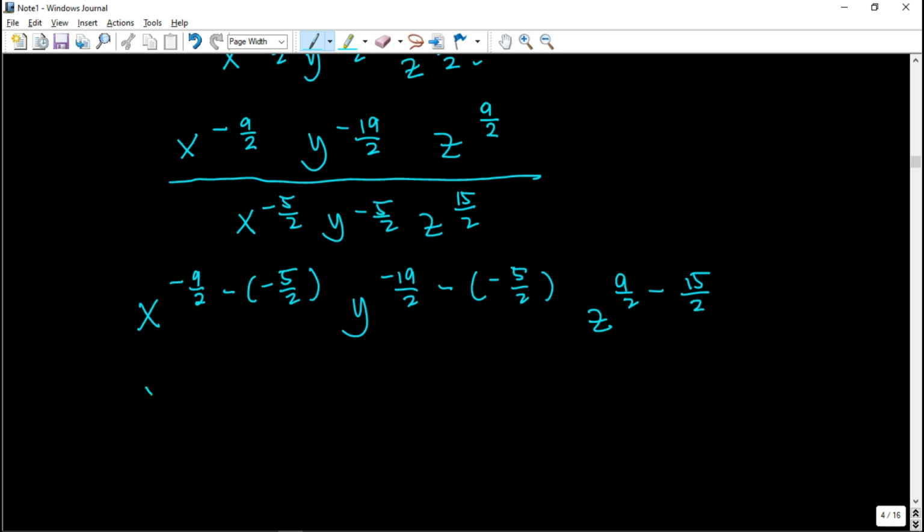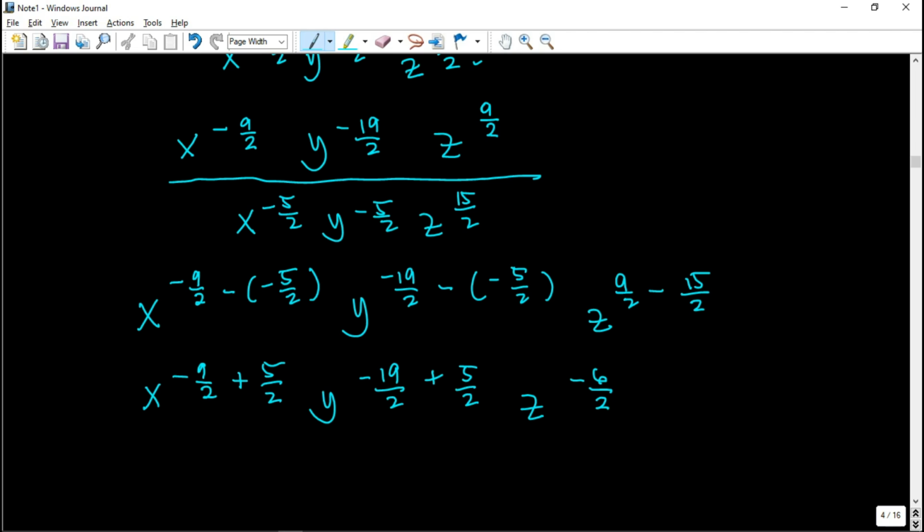So, we have here x raised to 9 halves, wait, plus negative times negative, 5 halves, times y raised to negative 19 halves plus, negative times negative, positive, so plus 5 halves. And we have here z raised to 9 halves minus 15 halves. So, just simplify this na. 9 minus 15, we have here negative 6. So, this is negative 6 halves.